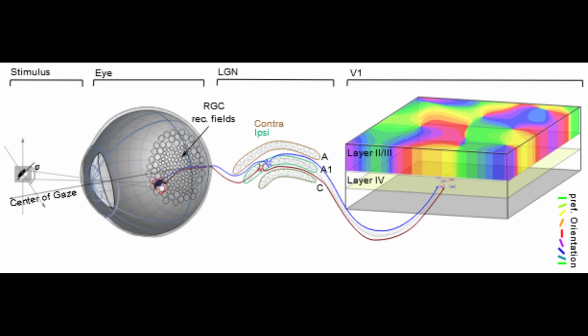This applies not just to the primary visual cortex, but also some later cortical areas, and it also applied, as we saw before, to the lateral geniculate nucleus. Different layers in the LGN got input from different types of ganglion cells, and different layers in the visual cortex got input from different types of ganglion cells.